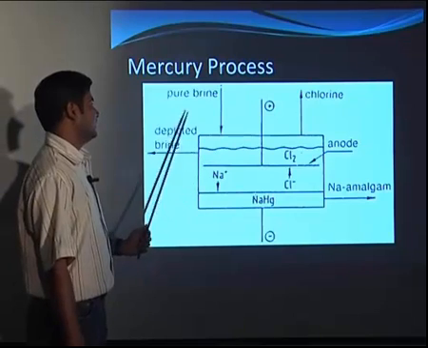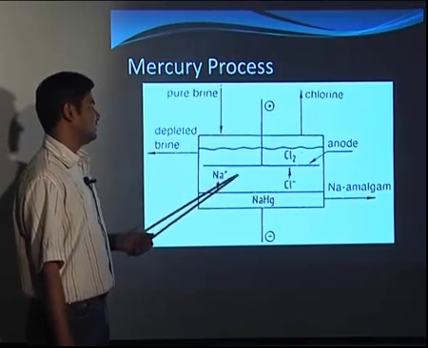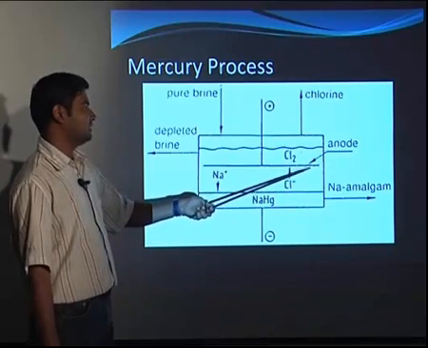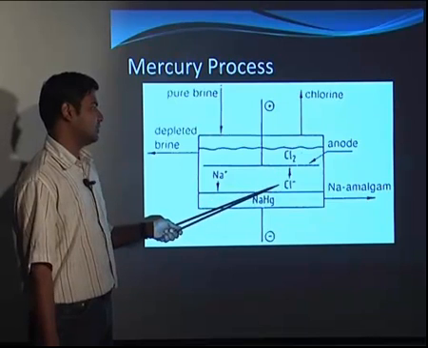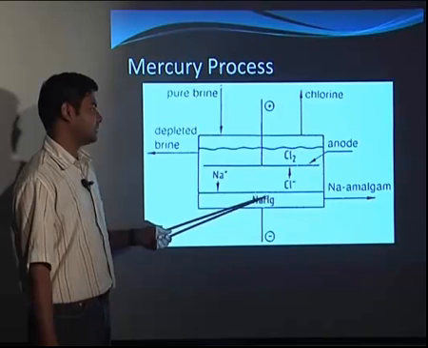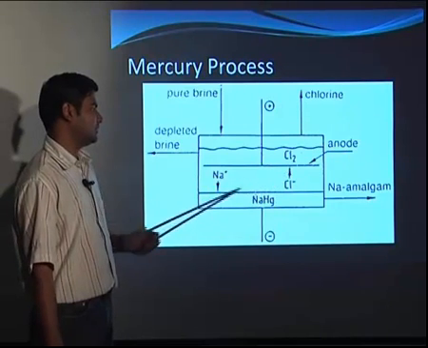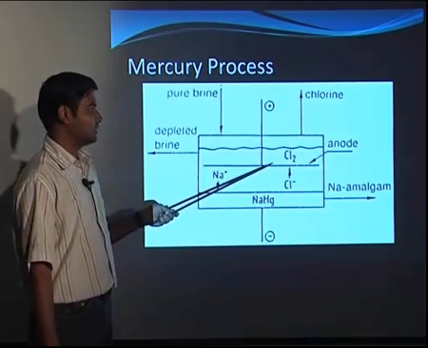So if you see, pure brine is added. When pure brine is added, we have already seen that the anode, which is positively charged, will attract the chloride ions, whereas the cathode, which is negatively charged, will attract the Na+. So you can see the movement of the chloride and Na+. Here the chloride ions, which are negatively charged, go toward the anode.